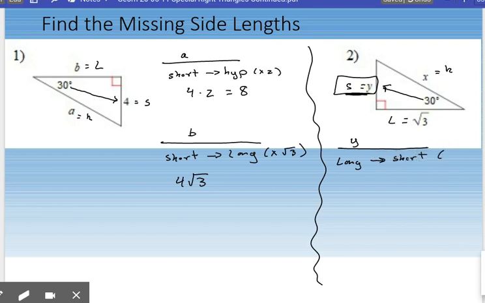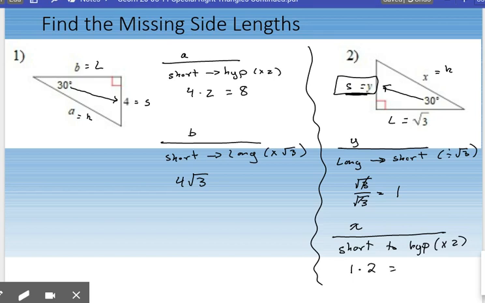If we're going long to short, we are dividing by the square root of 3. So we have square root of 3, that's the length of my long leg, divided by the square root of 3. Those cancel each other out, and I get 1. So my short leg is 1. Now, since I have the short leg, I can go ahead and get my hypotenuse. So we're going to go short to hypotenuse, and remember, when we do that, we multiply by 2. So we're just going 1 times 2, which is 2. And we're done.